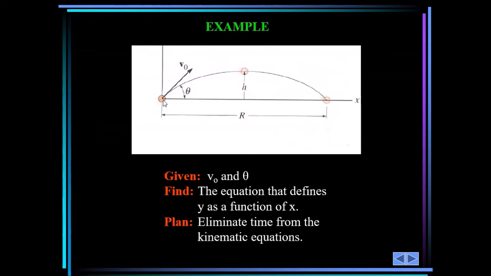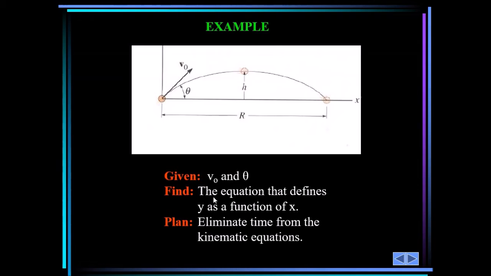We can see the initial starting point here, and they give us our v naught, our initial velocity, and theta, our angle from the ground. So we go from our origin, up at some initial velocity and some angle, and it comes up to some max height, denoted as h. It travels along the x-axis a distance r. Now, what do they want us to find?